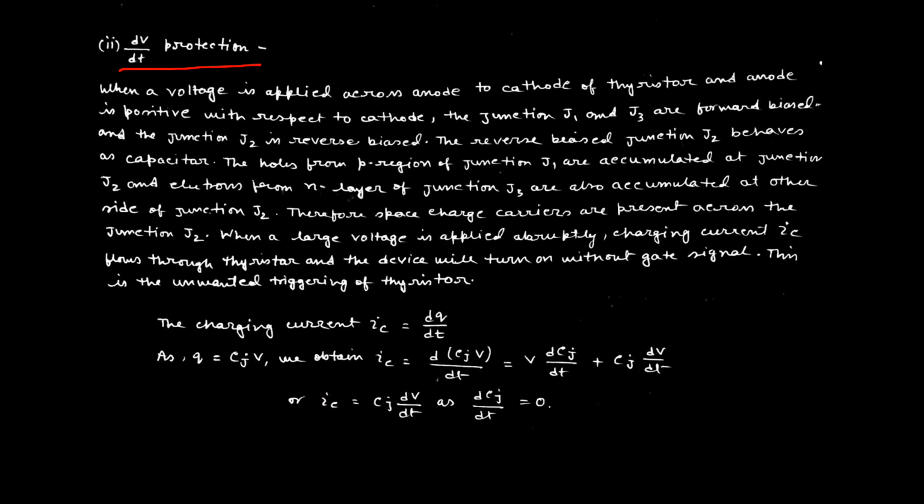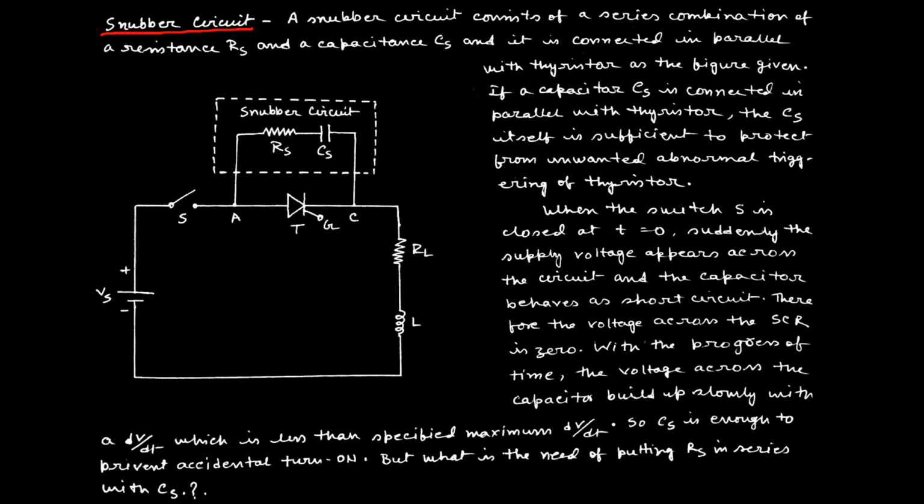Okay, that is reflected on my next slide. Usually, a snubber circuit consists of a series combination of a resistance Rs and a capacitance Cs, and it is connected in parallel with the thyristor T. Actually, Cs itself is sufficient to protect against this unwanted abnormal triggering of the thyristor. But still we have to connect an Rs, a resistance, in series with Cs.